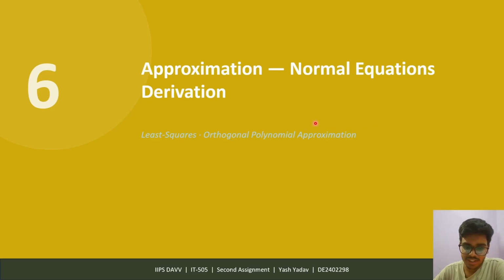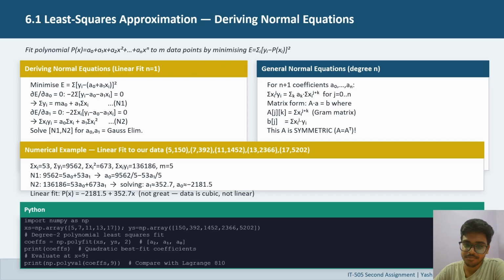Section number 6, which is approximation. Now we move into approximation methods instead of perfectly passing through every point. Approximation methods try to produce the best overall fit for the data. Least squares approximation. In least squares approximation, we minimize the total squared error.